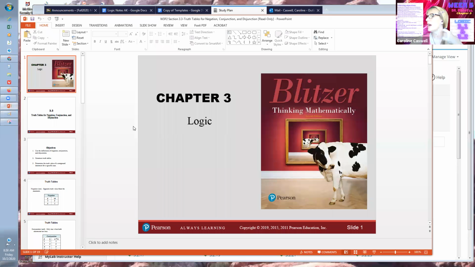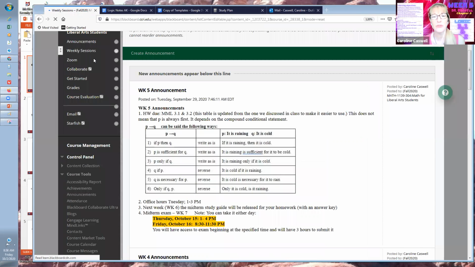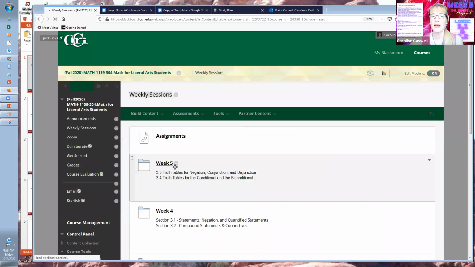And I would recommend that you open up two things. Open up whatever notes you're using. You can use mine or you can use your own. I gave you a blank one. You may take notes in your notebook, that's fine, or you may use mine, but I recommend you open that. And I recommend that you open in our class. We're on weekly sessions. We're on week 5.